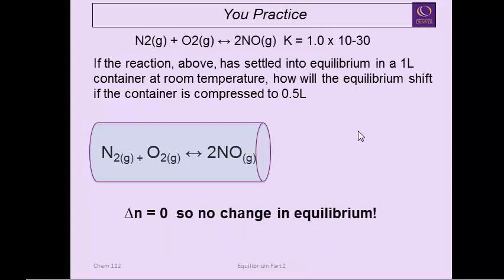So let's see how you did. First off, the most important thing to notice is if you look in comparison between the reactants and the products, there is no delta N, right? There's 2 moles of gas on this side and there's 2 moles of gas on that side, so consequently delta N is 0. So by changing the volume and hence changing the pressure, you are not able to see a shift because there will be nothing gained by shifting left or right.